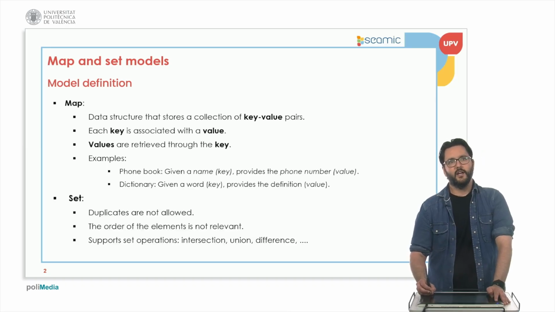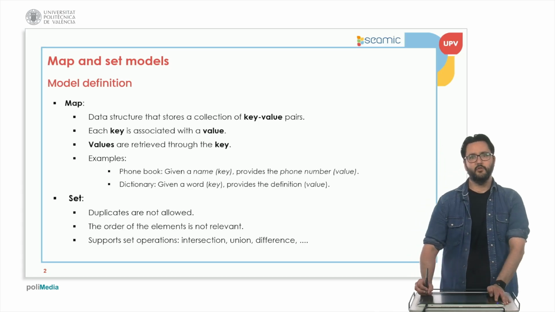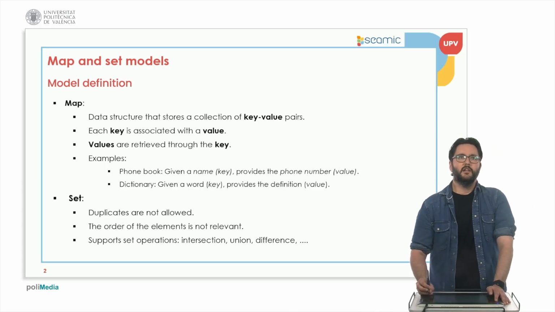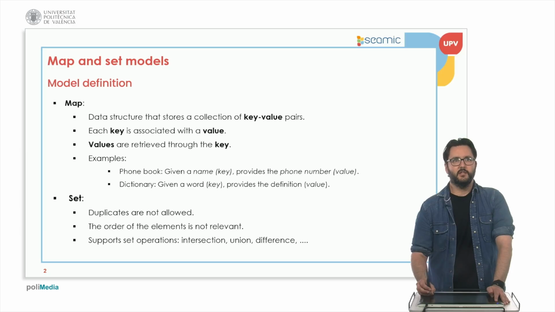On the other hand, we have the sets. Sets are structures that don't allow duplicate values. The order in these sets is not important, and it supports classic set operations such as the intersection, the union, and the difference. Let's see how we can use these models in Python.